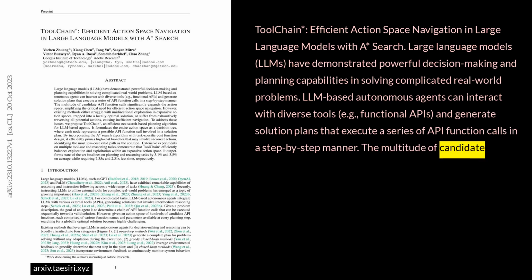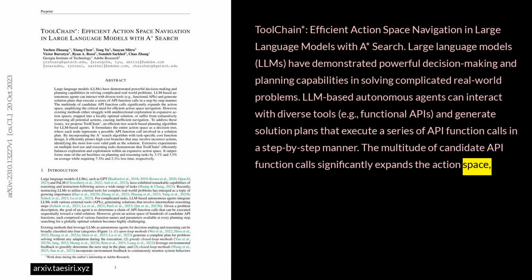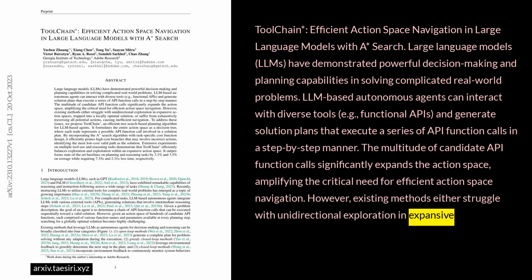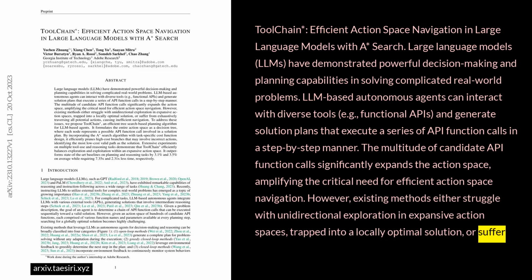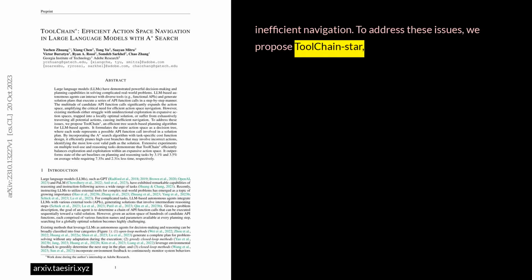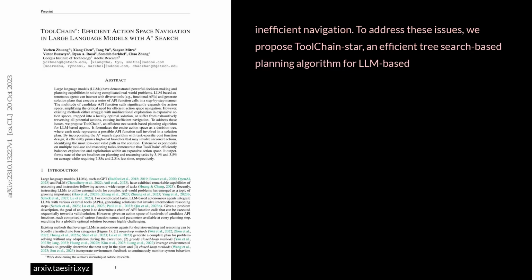The multitude of candidate API function calls significantly expands the action space, amplifying the critical need for efficient action space navigation. However, existing methods either struggle with unidirectional exploration in expansive action spaces, trapped in a locally optimal solution, or suffer from exhaustively traversing all potential actions, causing inefficient navigation. To address these issues, we propose ToolChain*, an efficient tree search-based planning algorithm for LLM-based agents.